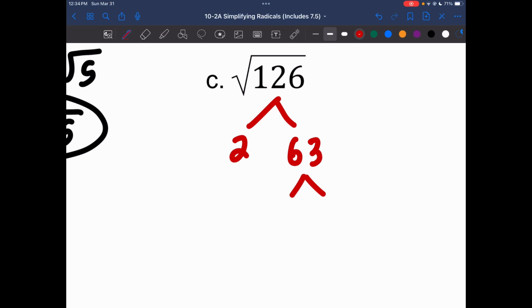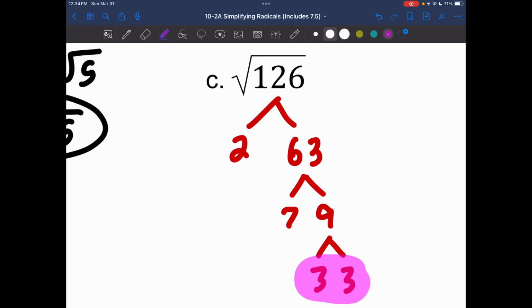So 63 is going to be 7 times 9. 7 is prime, but 9 is not. We break it down to 3 and 3. So if I'm looking for my pairs of prime factors that I can take the square root of, I have two 3s right there.